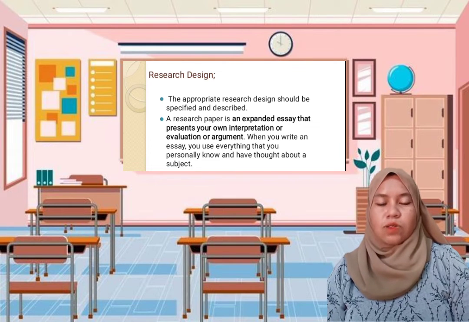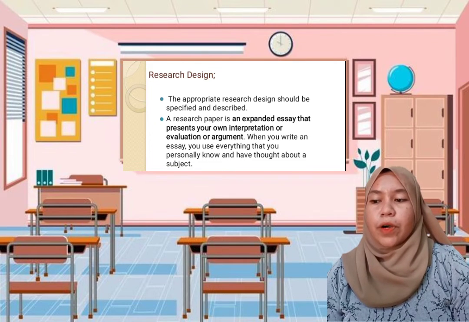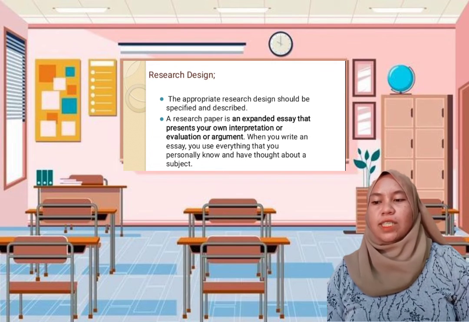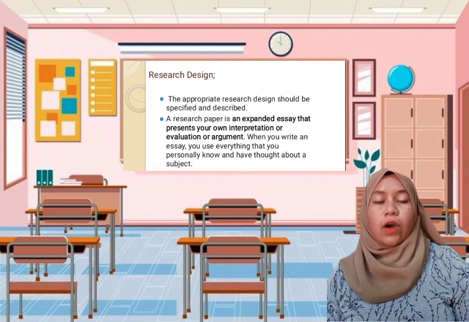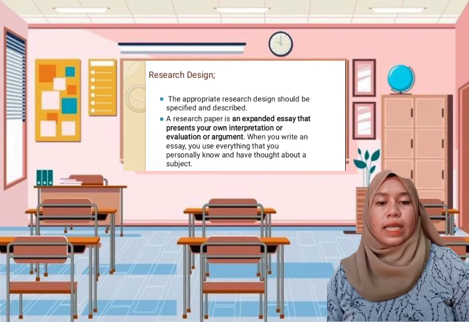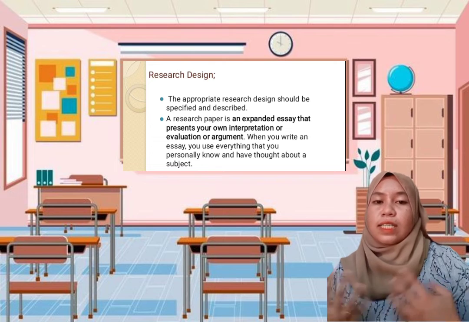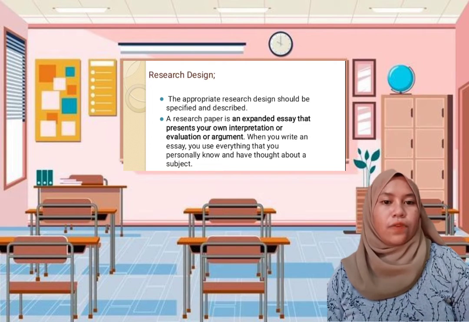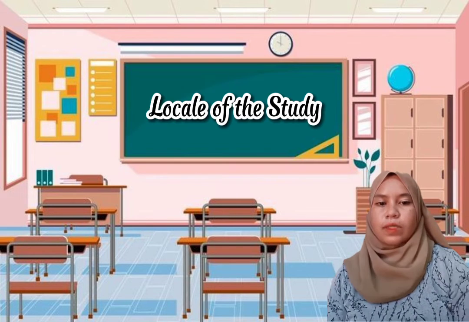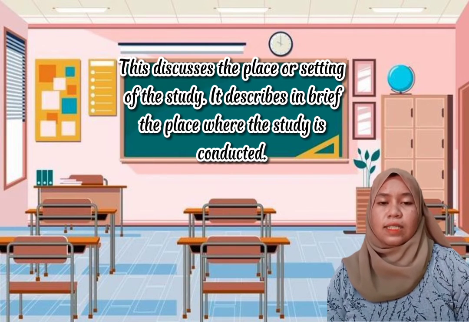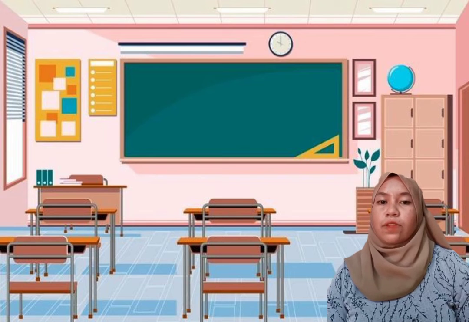I am Nurhana Digustin Tuanadato, so I'm going to report Chapter 3 of our report. First is research design. This refers to the framework of research methods and techniques chosen by a researcher. So this is an arrangement of conditions for collection. Next is the locale of the study. So this discusses the place or setting of the study.